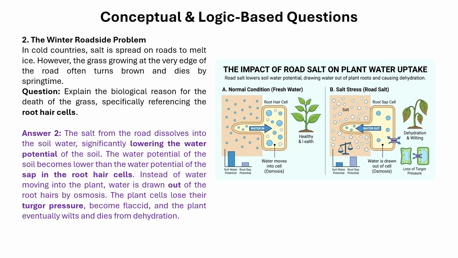This is the same concept: when there is a concentration gradient of water potential, higher water potential and lower water potential, then the water moves from a region of higher water potential to a region of lower water potential, and this process is called osmosis. When this happens, the plant cells lose their turgor pressure. Definitely, when water comes out of the cell, turgor pressure is lowered, and that is the reason the cells become flaccid and the plant eventually wilts and dies from dehydration.